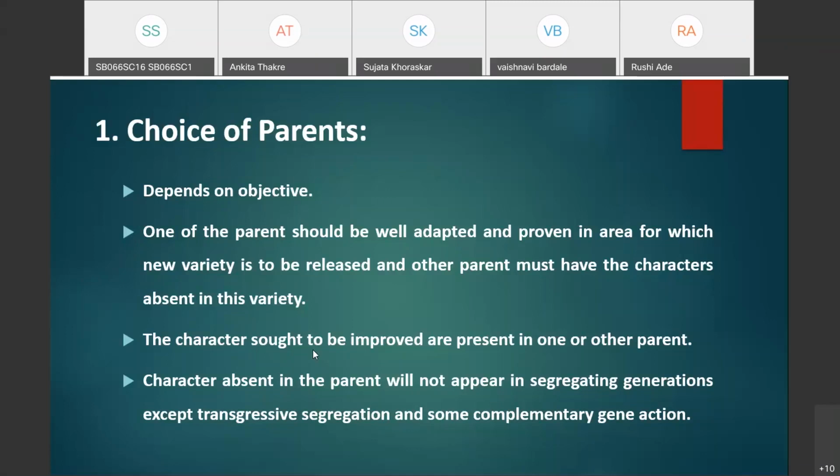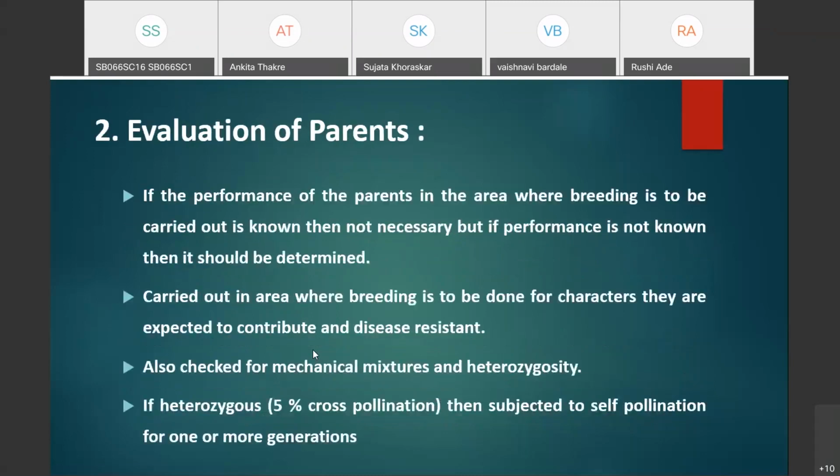Okay, that's why the character which is sought to be improved must be present in one or the other parent. Okay, that is all about the selection or the choice of parent. Then the second step is the evaluation of the parent. Okay, evaluation of parents means what?